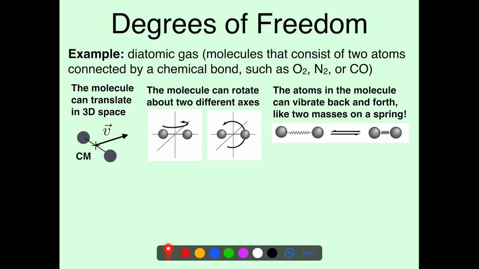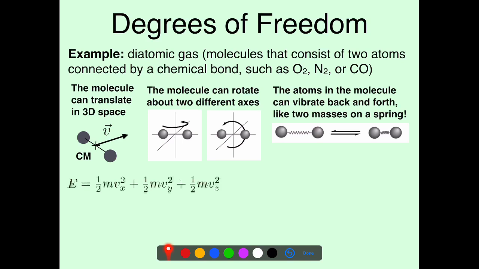Okay? So what you should be picturing when it comes to the vibration is you have two little masses and they're connected by a spring. So again, it's not like there's literally a spring in between them, but the force between the two atoms behaves a lot like a spring. So a spring is a good model of what's going on in terms of the force between these two atoms. Okay, so those are all the different ways the molecule can have energy.